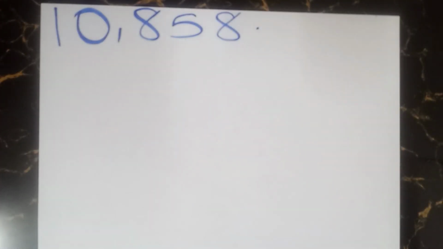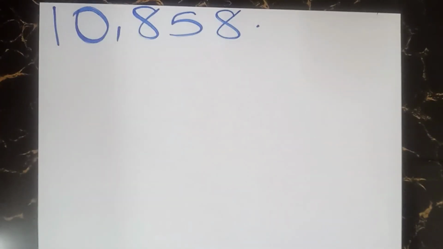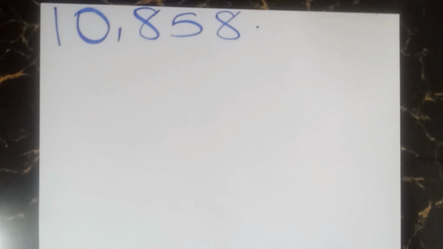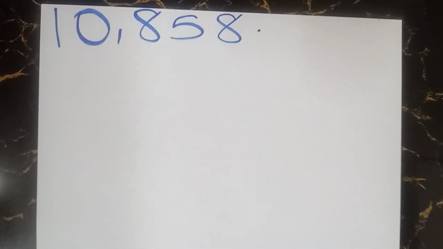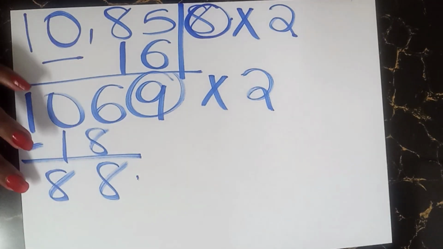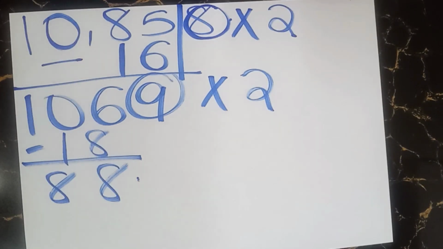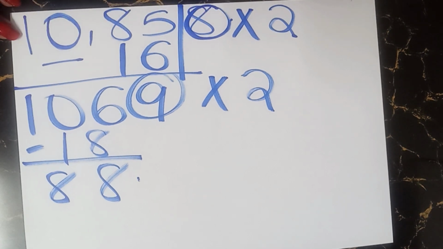Here we'll start by multiplying the digit in the ones place by 2 and then subtract it from the remaining digits, until we get a number that we know for sure is divisible by 7. Okay, so let's do that. When we do that, we get 88. Is 88 divisible by 7? No. 88 is definitely not divisible by 7. That means this number here is not divisible by 7.